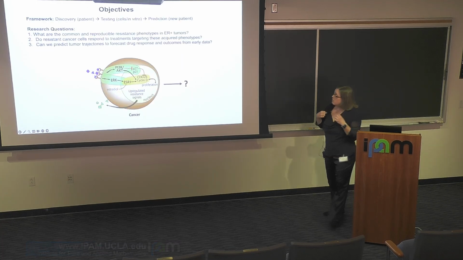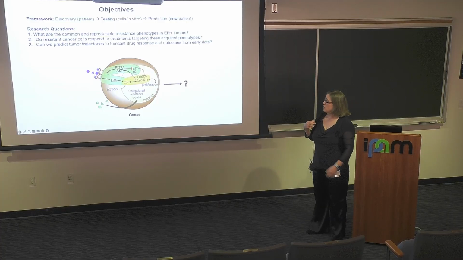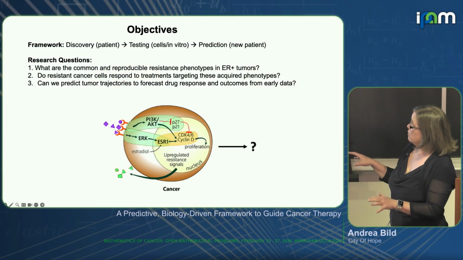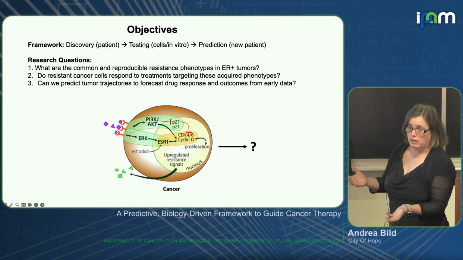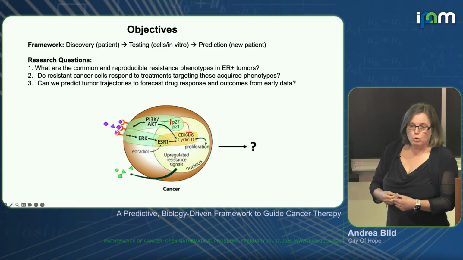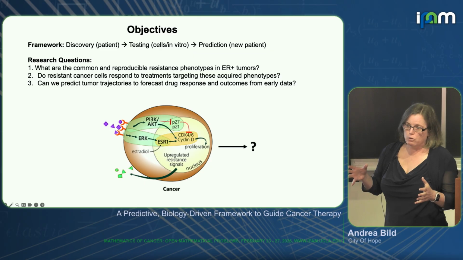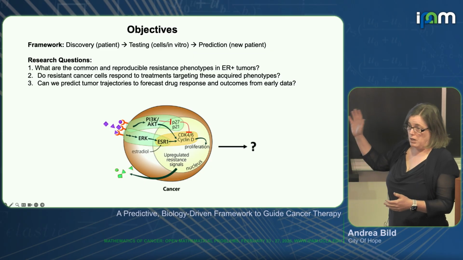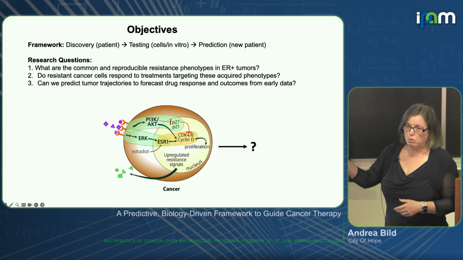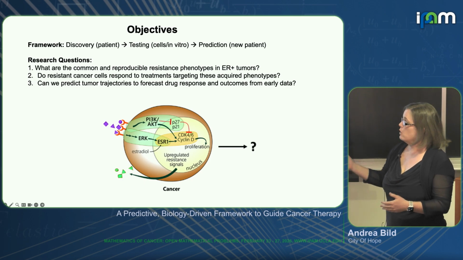Okay, so the objectives of our study were to build a long-term framework where we take discovery from patient data. Then whatever we discover, because we're very cautious, we want to test these findings in the lab, so I'll show a little bit of in vitro work. And then the long-term goal is to deploy whatever models we're building into patient care, so that if you are a breast cancer patient being seen in the clinic, what we've learned here will benefit you.